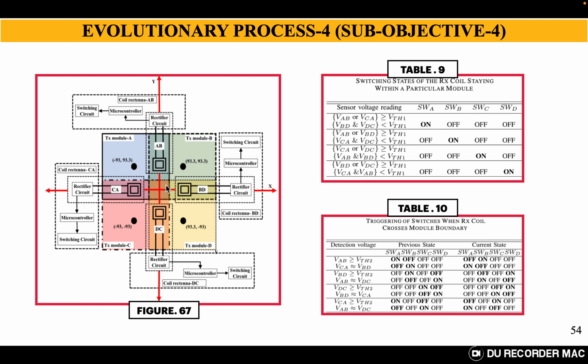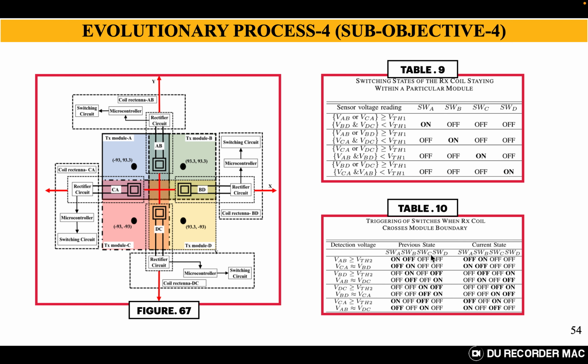This switching state of the receiver coils is only for when the receiver coils are staying within those modules. There is another possibility: when the receiver coil is landing in between transmitter modules A and B. Let us suppose initially it is in transmitter module A, but because of some problem it has been misaligned towards module B and has landed in the center, between A and B. Then my detection coil AB will receive the maximum induced voltage compared to all the three. That is the reason VAB will be greater than or equal to VTH2, and the other two, VCA and VBD, will be the same, and obviously VDC will be very low.